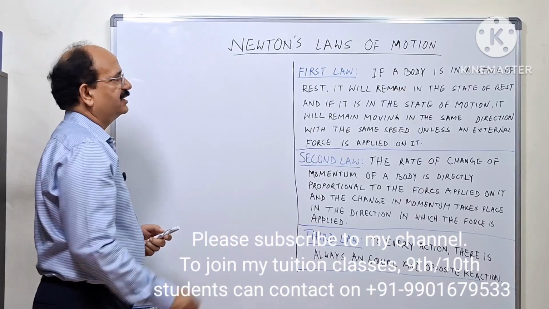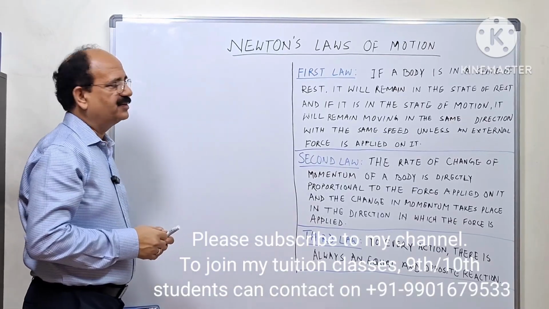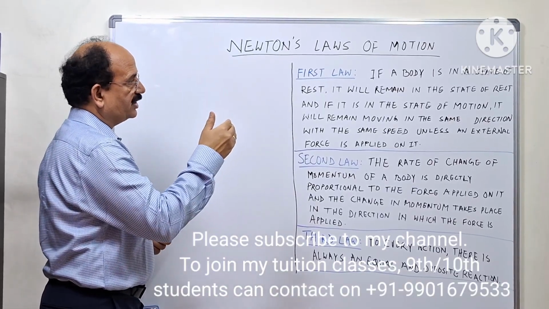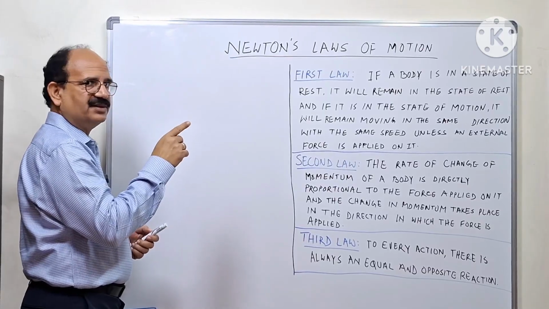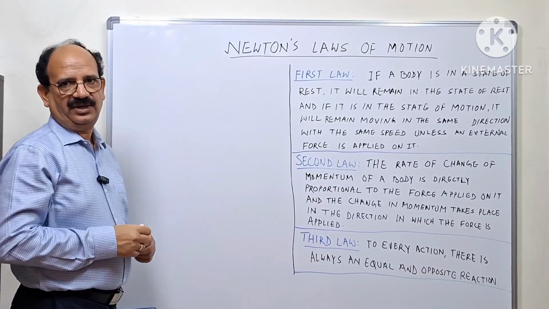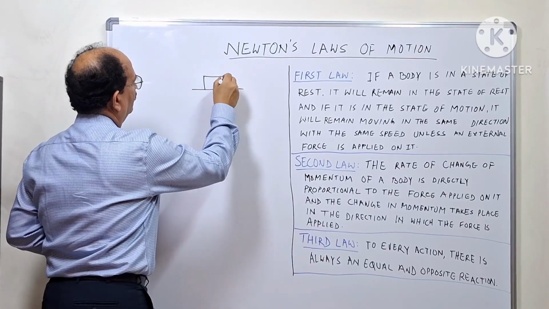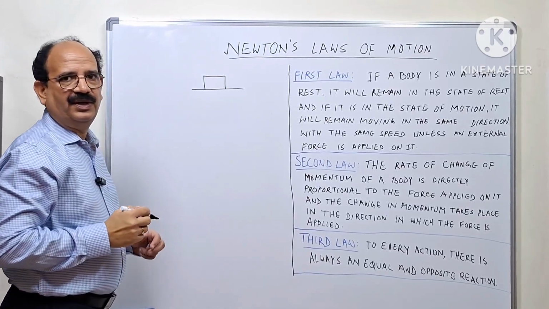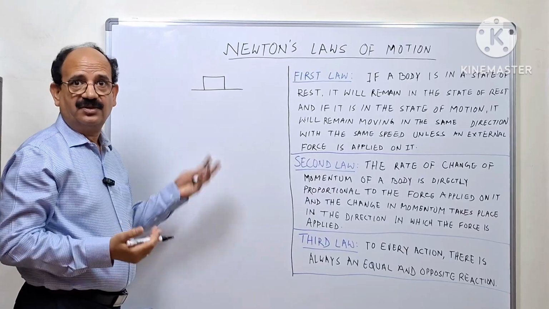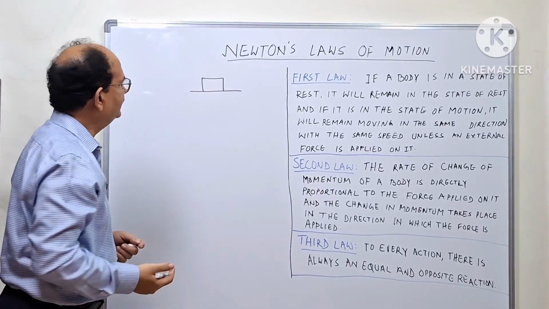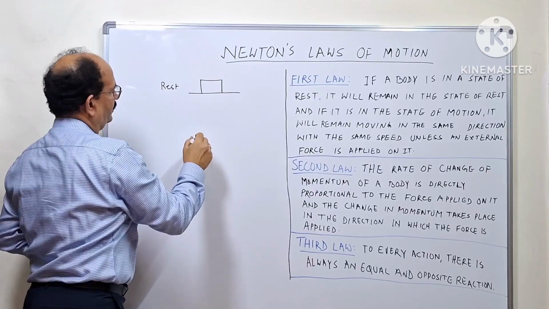It says that if a body is in a state of rest, it will remain in the state of rest. And if it is in the state of motion, it will remain moving in the same direction with the same speed unless an external force is applied on it. So what it says is, suppose there is a book kept on the table. It is at rest. If it is at rest, it will remain at rest. You won't see the book moving in the night. It will remain on the table itself, right? So this is a state of rest.